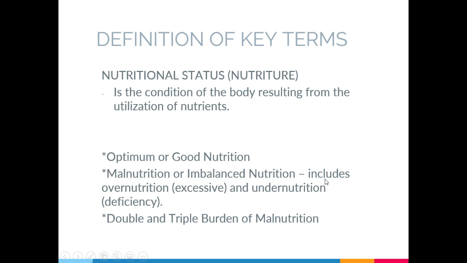So malnutrition includes overnutrition and undernutrition. So over means excessive, under means deficient or kulang. So we might associate malnutrition more on the side of undernutrition, but actually if sobra-sobra pod ang mga nutrients then di po na siya maayo, and that is also considered malnutrition. Okay, so we also have these terms double and triple burden of malnutrition.